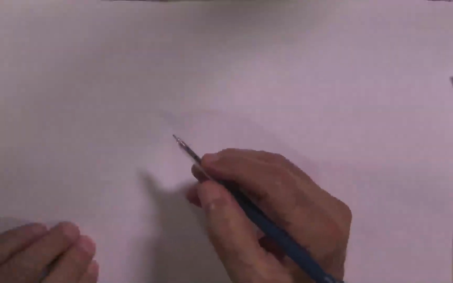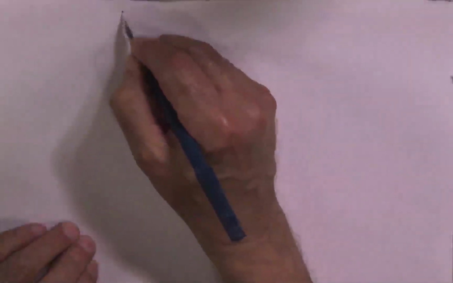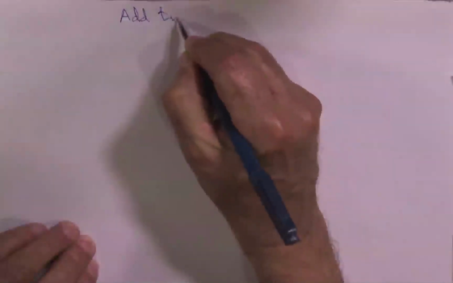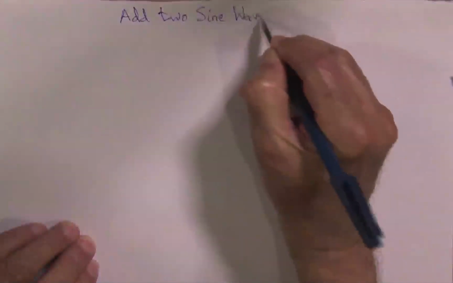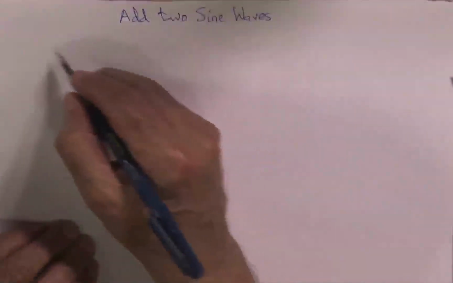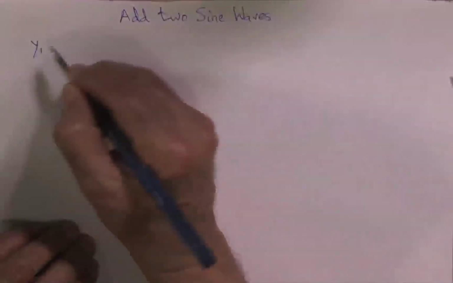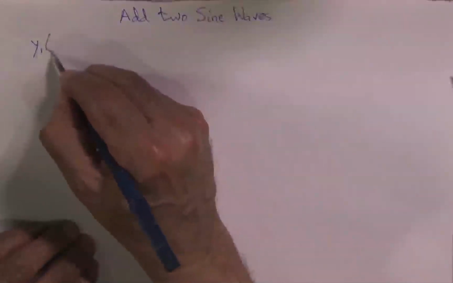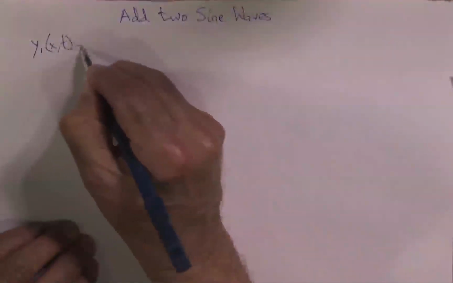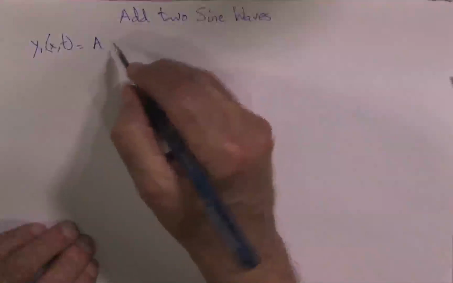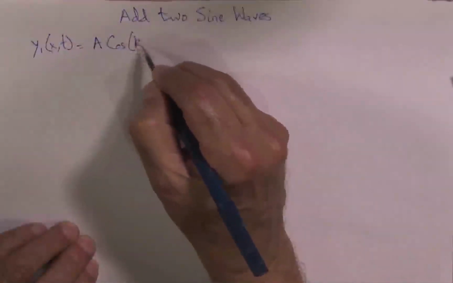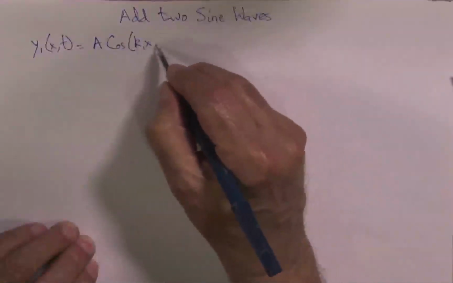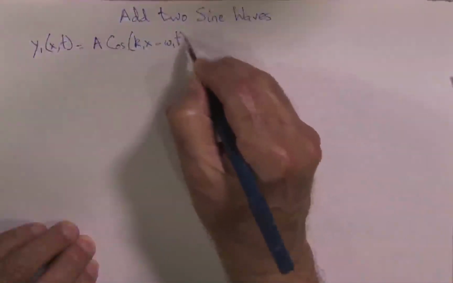We will now learn how to add two sine waves to each other. Okay, now let me take one sine wave, and this will be a traveling wave, to be the amplitude times either cosine or sine of k1x minus omega 1t.